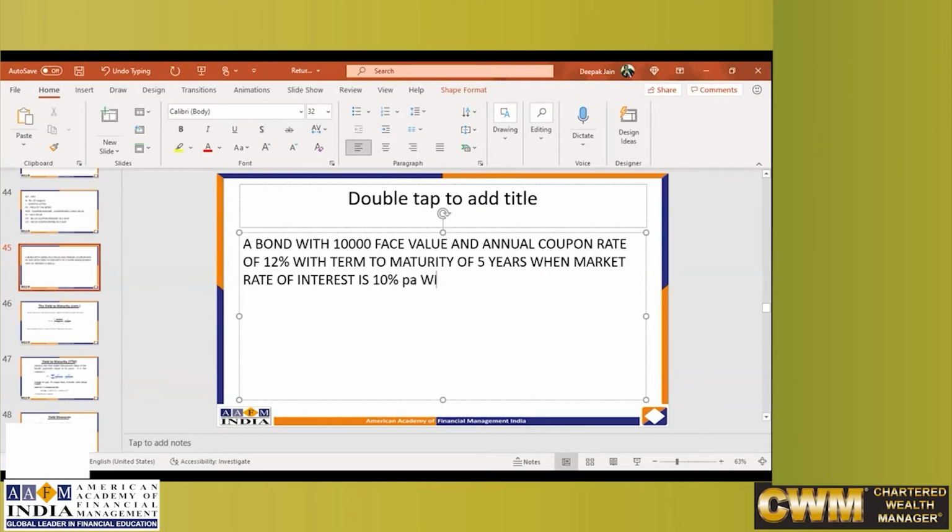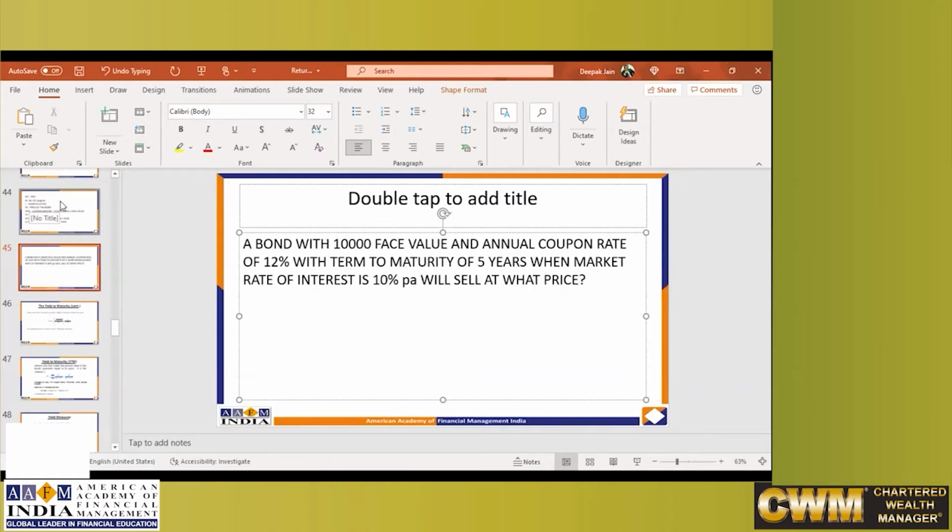Will have or will sell at what price? Let's do it like that. So I think you understand the question. You have to find the price of this bond with face value 10,000, coupon rate 12% with term to maturity of 5 years when market rate of interest is 10% per annum. Right? So putting these values here.